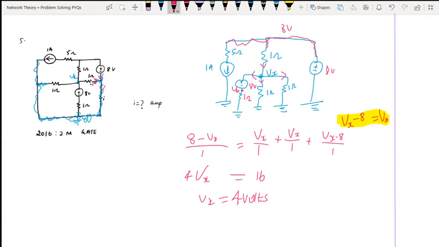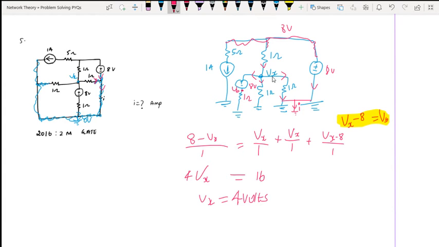I is the current, the sum of the current through the 1 ohm and the 8 volts branch. This current plus this current, that will be my I. The current I will be the sum of these two currents flowing through the 1 ohm and the 8 volts. That will be my I, right? So that is what I need to find.